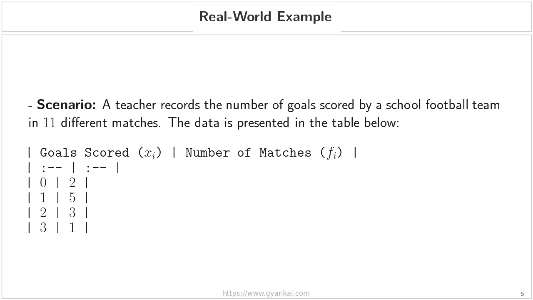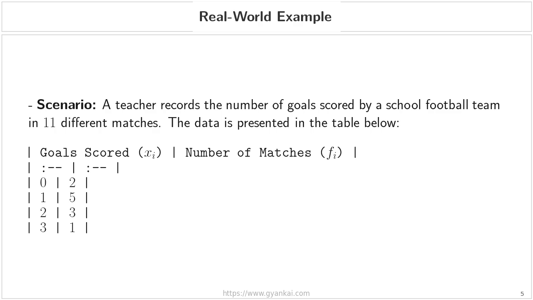Real-world example. Now that we have understood the formula and the theory behind it, let's put everything into practice with a real-world example. Imagine a scenario where a teacher is tracking the performance of a school football team.